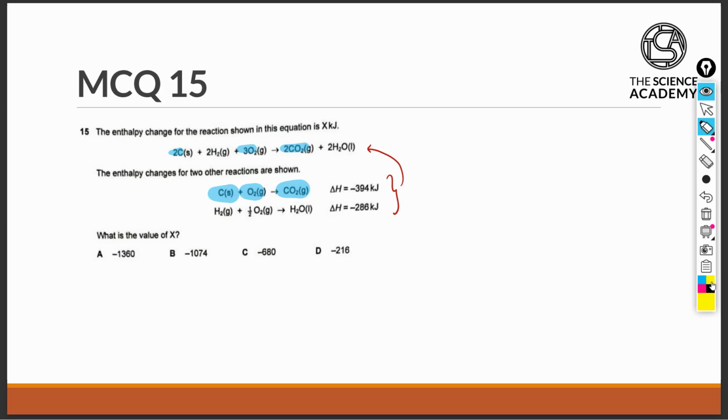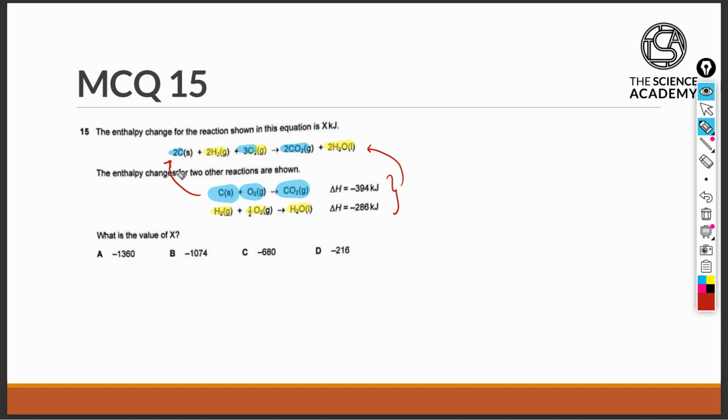The second partial reaction is the reaction between hydrogen gas and oxygen gas to form water. Again, we see this partial reaction in the full reaction above, where there is also hydrogen, oxygen, and water. To solve this question, we need to align the partial reactions with the full reaction that we see above.